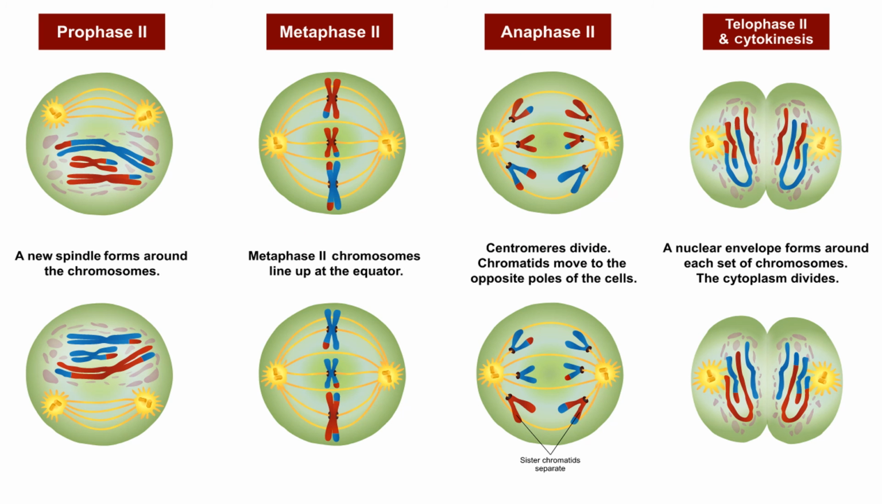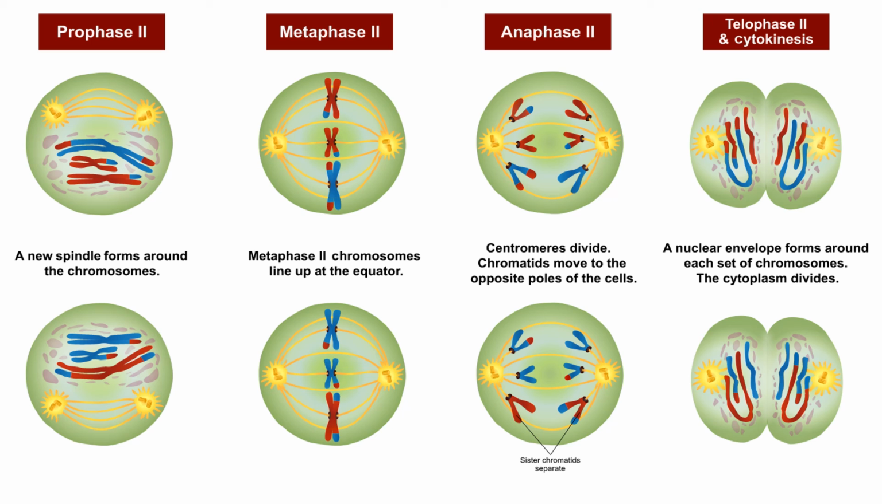Now, let's move on to meiosis 2. For the prophase, what is going to happen now to the cells? The nuclear membrane disintegrates. Can you see a new spindle forms around the chromosomes? For the metaphase 2, the chromosomes now align at the metaphase plate and are attached by their centromeres to the spindle fibers. If you can see, chromosomes now line up at the equator. Okay?